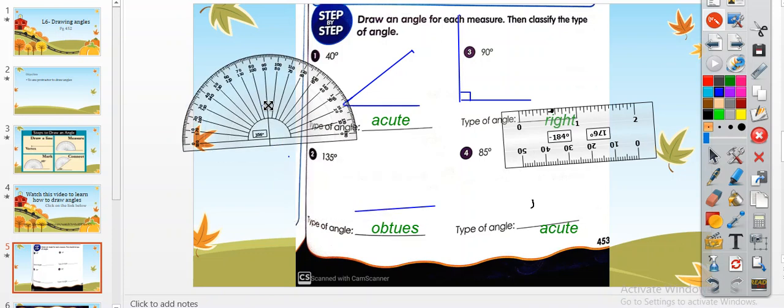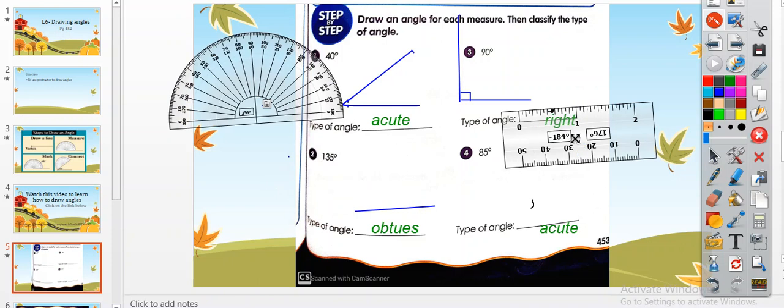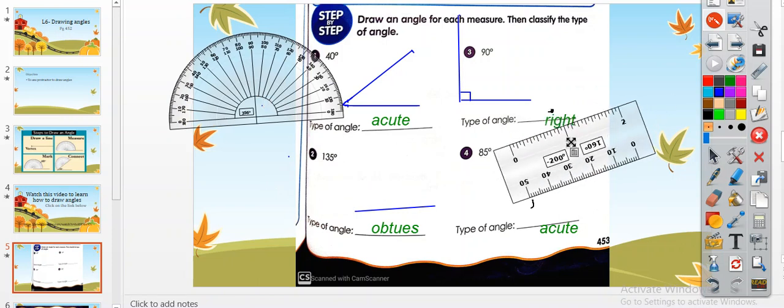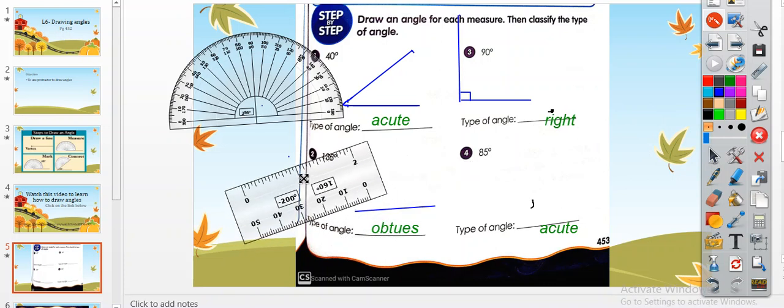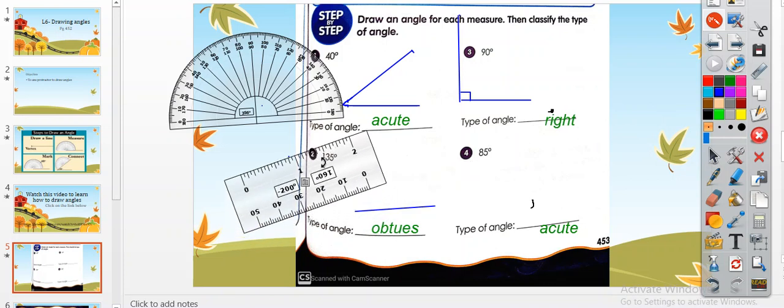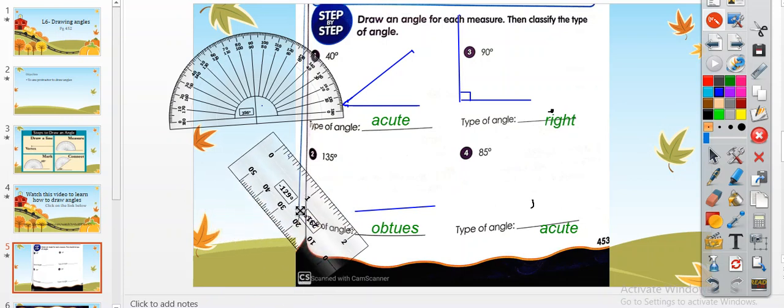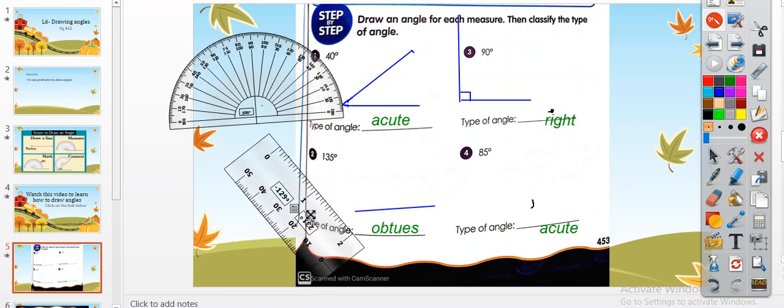Remove the protractor. Bring the ruler back. Come on, Mrs. Ruler. Yes, here I am. I came. So now move it like this. Then here we go.